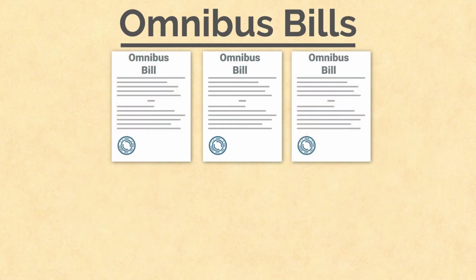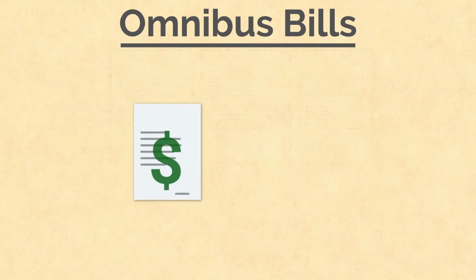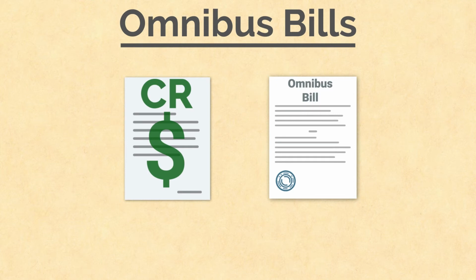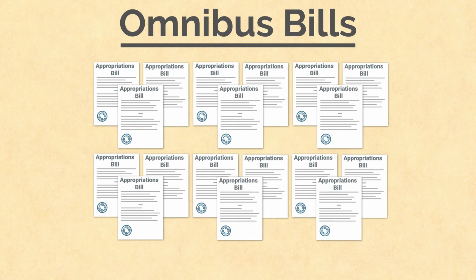Using omnibus bills makes the budget process go faster. Congress relies on continuing resolutions and omnibuses a lot. The last time Congress actually passed every single appropriations bill separately was in 2002.